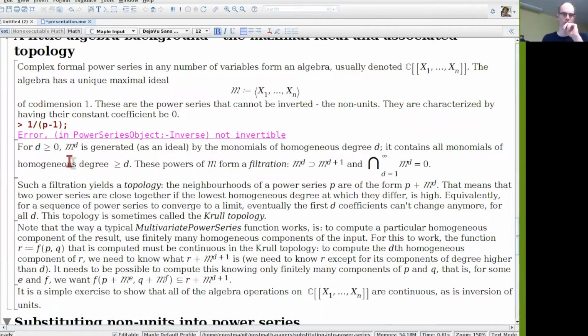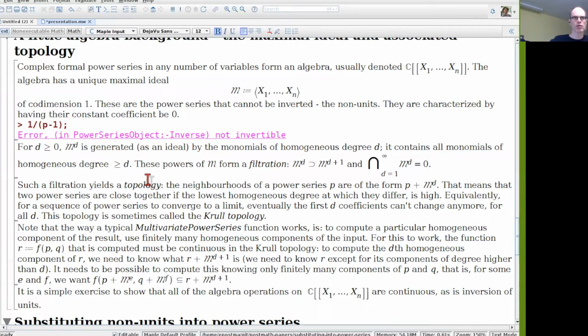So just to gain a little bit more intuition, for non-negative d, m to the d is generated as an ideal by all monomials of homogeneous degree d. It contains all monomials of homogeneous degree at least d. So that means that these powers form a filtration. So that means it's basically a descending sequence of ideals. M to the 0 is by definition basically the whole algebra, and it contains m, and m contains m squared, and m squared contains m cubed, etc., etc. And the intersection of all these powers of m is the singleton 0.